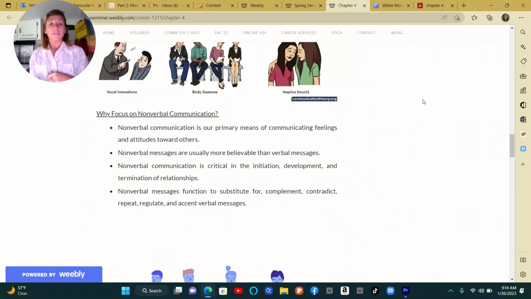And usually the nonverbal messages are more believable than the verbal messages, right? Someone asks, are you okay with something, right? And you're like, yeah, that's fine. Well, the nonverbal told you it wasn't fine, right? And so that's part of where you have to have that awareness and be able to talk about it. It's critical in initiation, development, and termination of relationships, right?